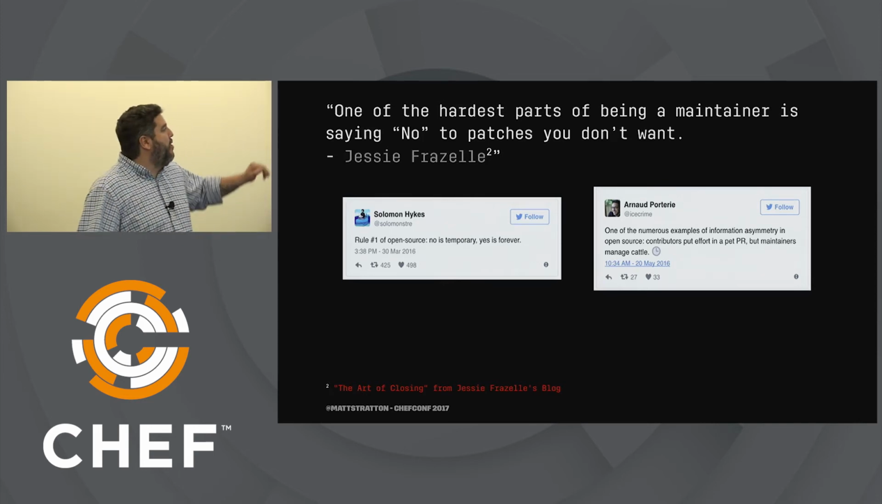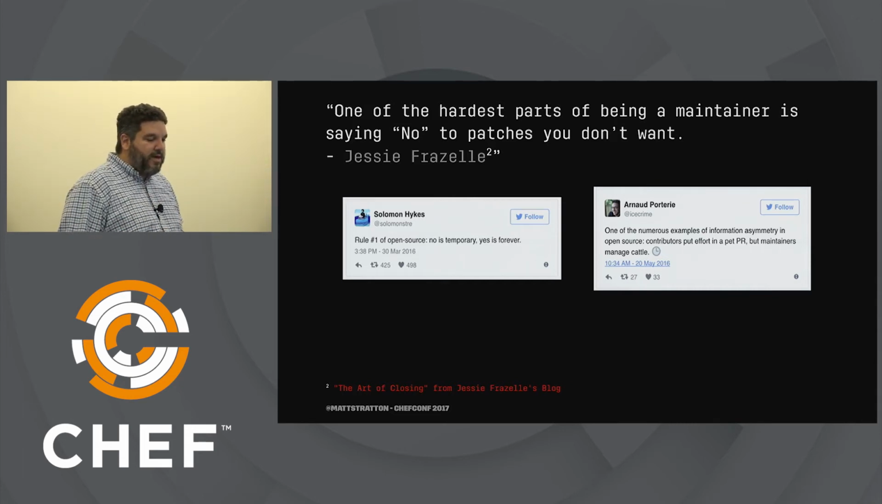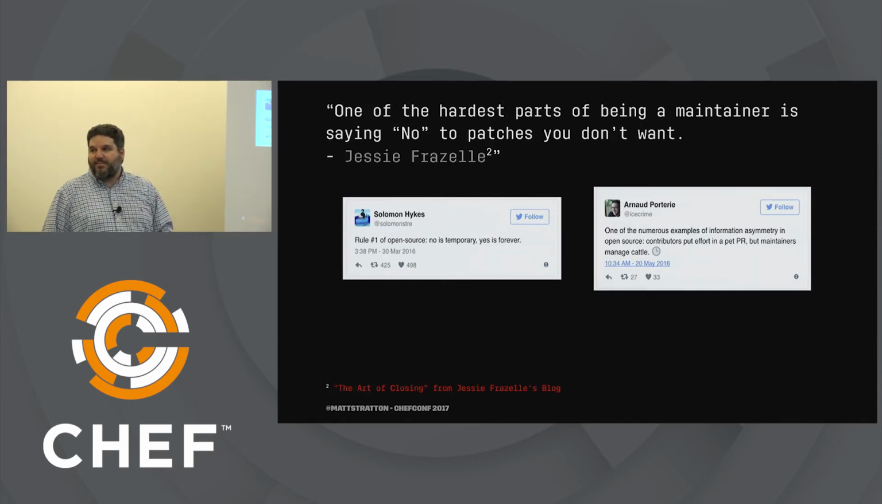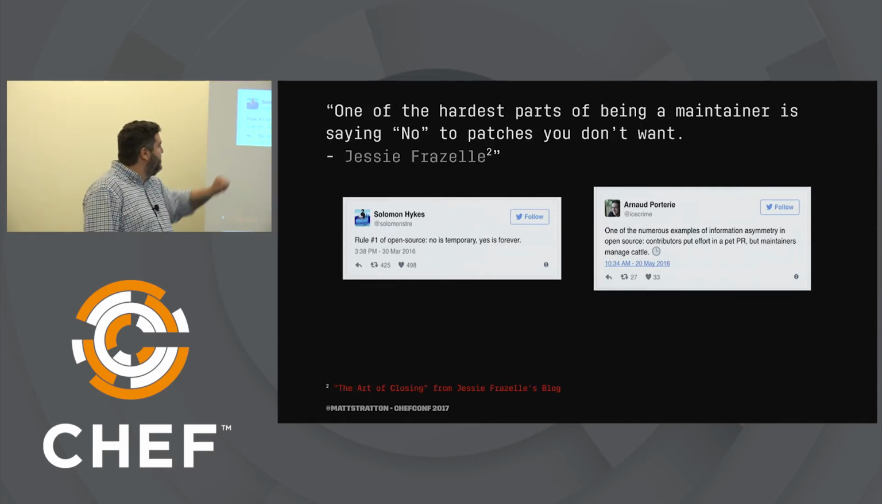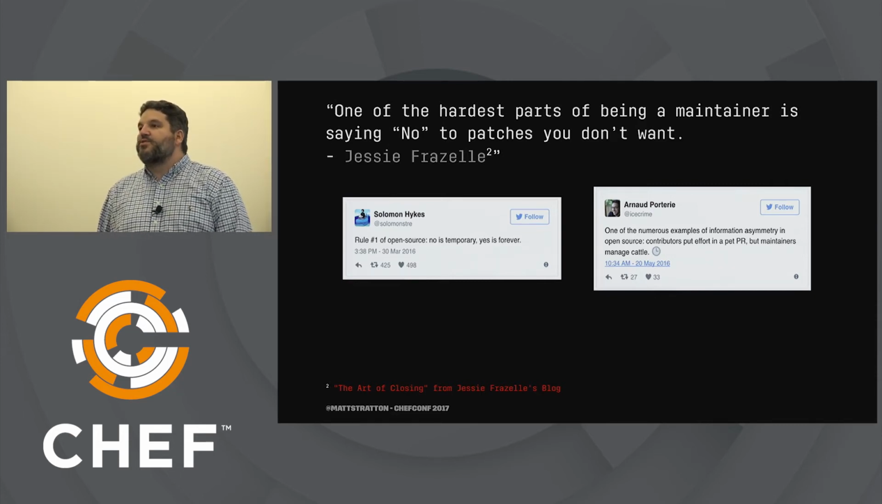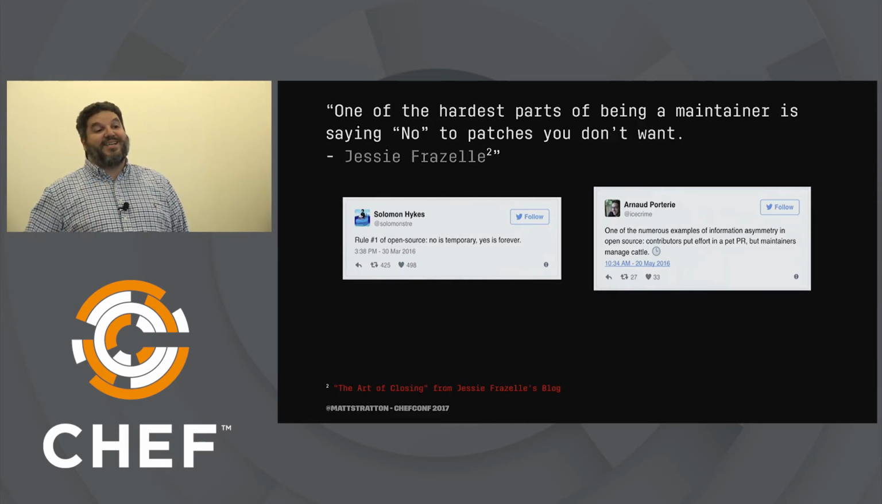But she says one of the hardest parts of being a maintainer is having to say no to patches you don't want. And these are a couple really insightful thoughts around it from some thought leadery people who deal with the same thing we were just talking about, like Solomon. Rule number 1 of open source: no is temporary, yes is forever. So I may say no to your merge, and I may say yes to it a week from now when it makes sense. But if I say yes now, we're stuck with that shit.